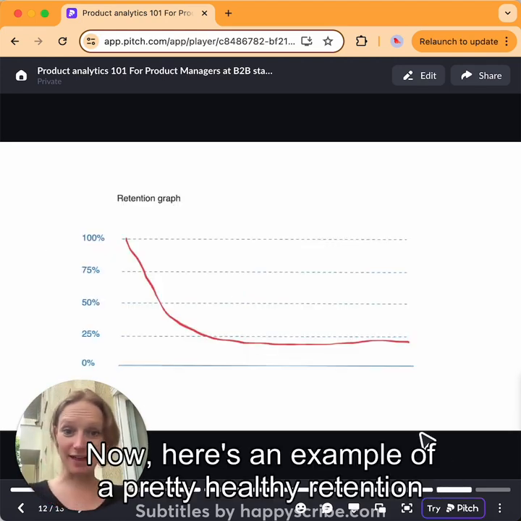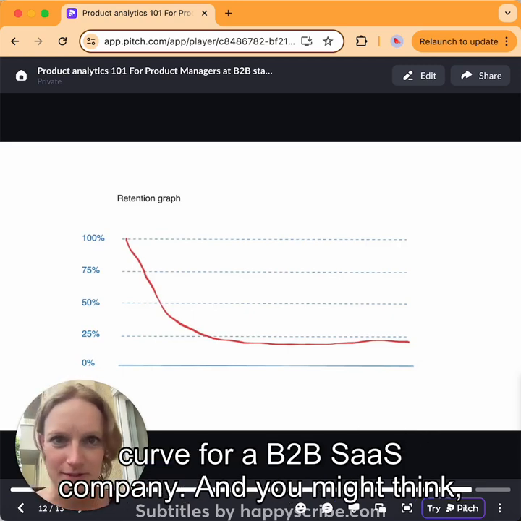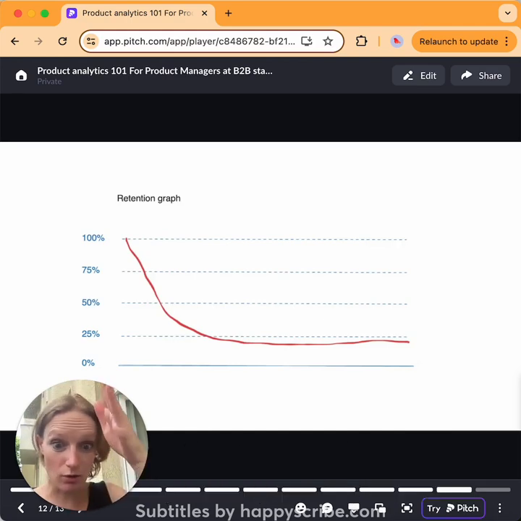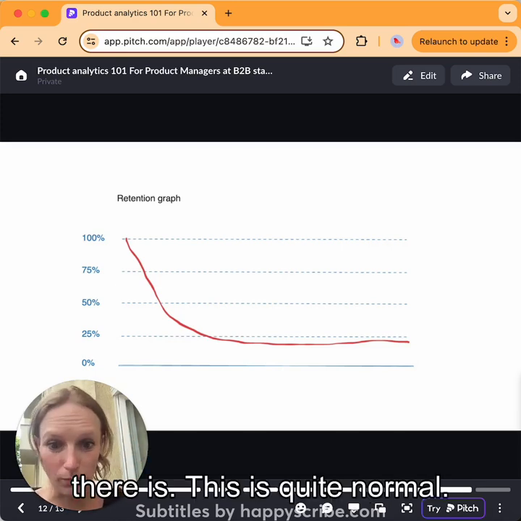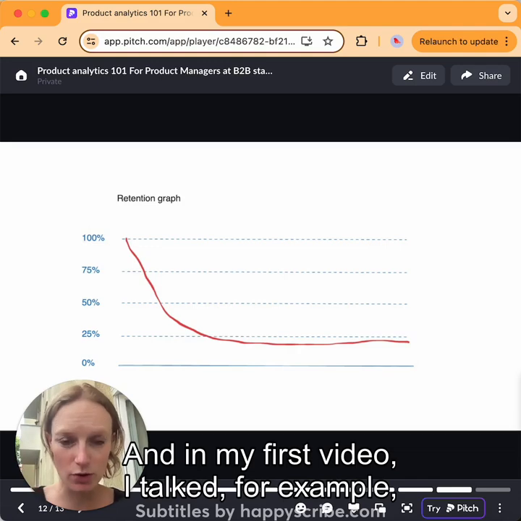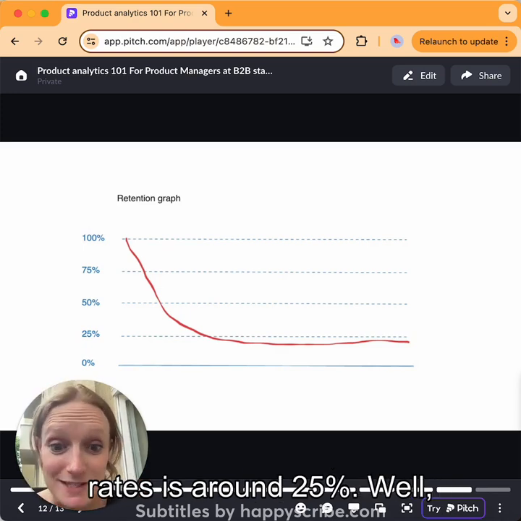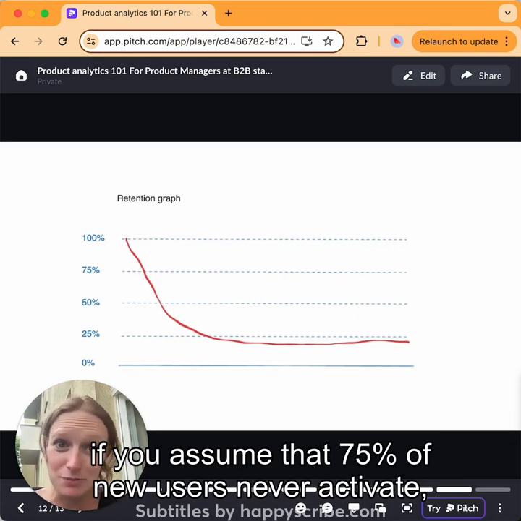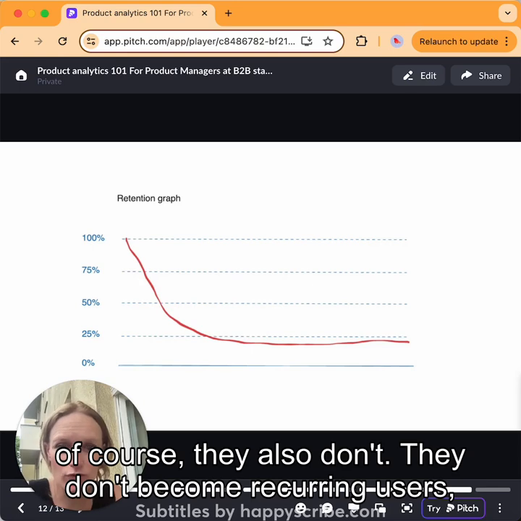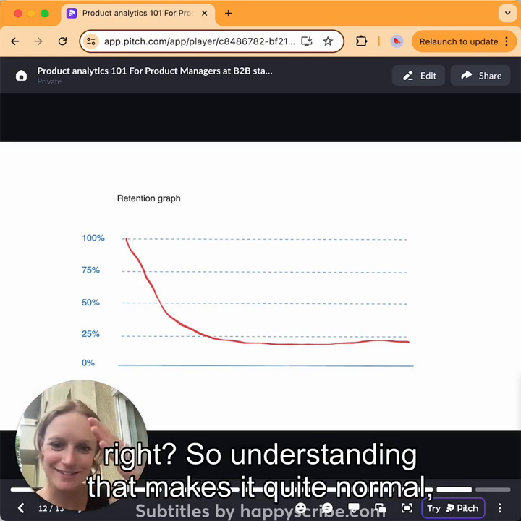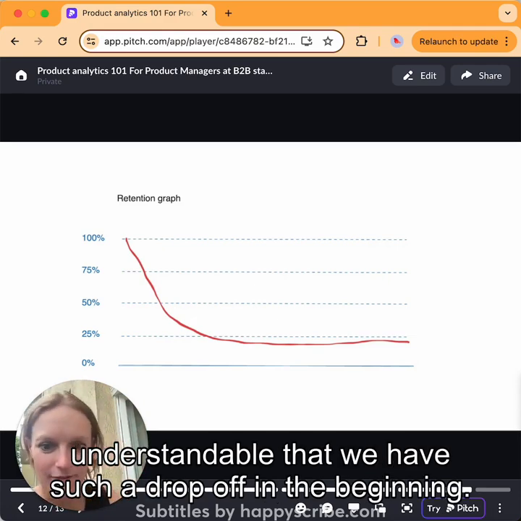Now, here's an example of a pretty healthy retention curve for a B2B SaaS company. You might think, oh wow, there's a really steep drop off in the beginning. Yes, there is. This is quite normal. And in my first video, I talked, for example, about activation rates, where we saw that a median in activation rates is around 25%. Well, if you assume that 75% of new users never activate, of course, they also don't become recurring users, right? So understanding that makes it quite understandable that we have such a drop-off in the beginning.